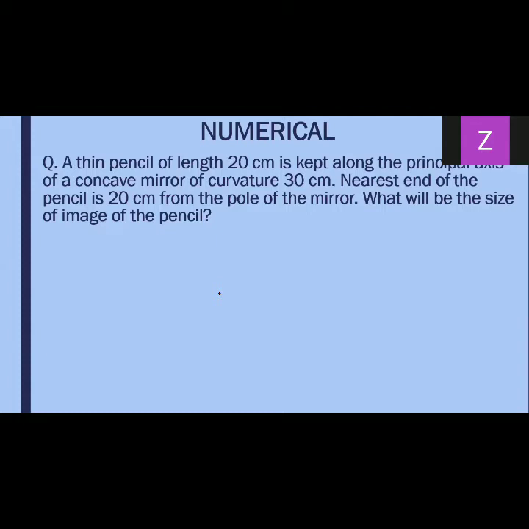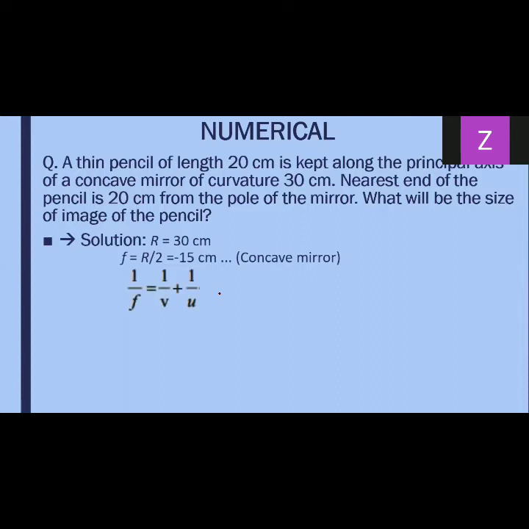The first thing we need to do is to find the focal length. The radius is given as 30, so the focal length will be half of it. Yes, Shreyas is correct. The focal length comes out to be minus 15. Why minus 15? Because it is a concave mirror.